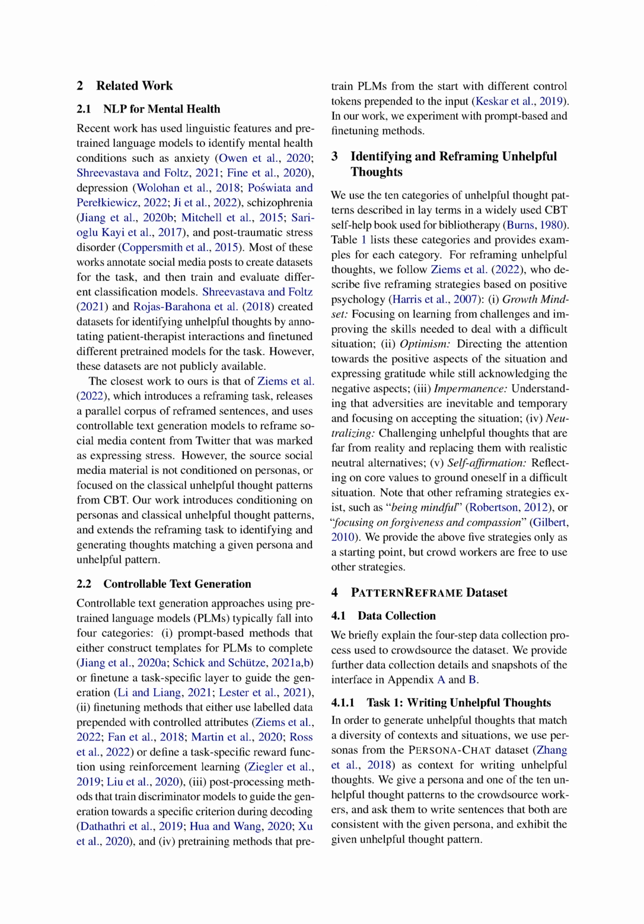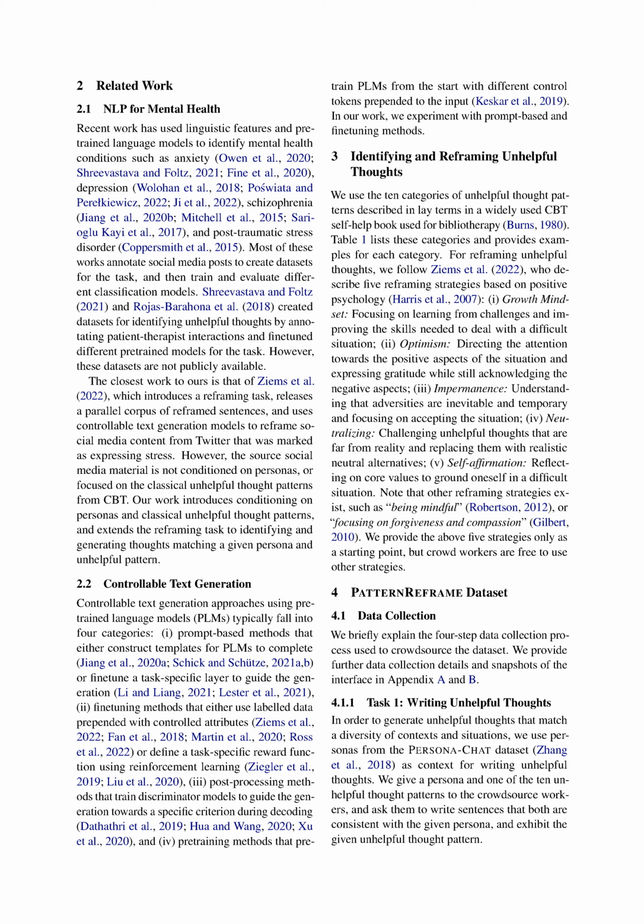In the section titled Identifying and Reframing Unhelpful Thoughts, we use the 10 categories of unhelpful thought patterns described in a popular CBT self-help book. These categories are listed in a table with examples provided for each. For reframing unhelpful thoughts, we follow 5 reframing strategies based on positive psychology. 1. Growth mindset. 2. Optimism. 3. Impermanence. 4. Neutralizing. And 5. Self-affirmation. We acknowledge that other reframing strategies exist, such as being mindful, or focusing on forgiveness and compassion. We provide the above 5 strategies as a starting point, but researchers are free to use other strategies.